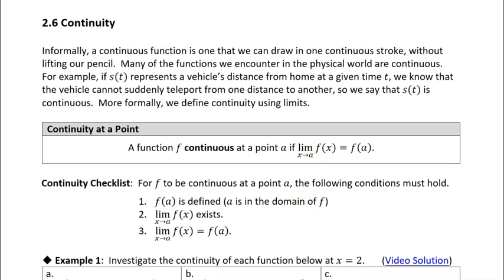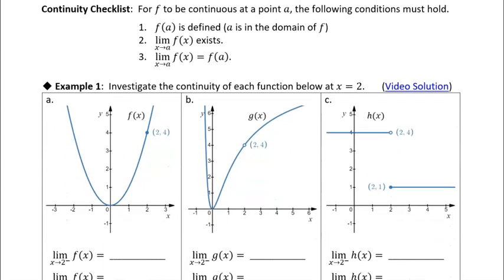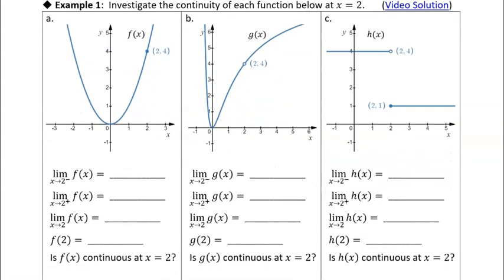All right, so in the first example, we're going to take a look at the graphs of some functions and determine whether they are continuous at a given point, in this case x equals 2. First of all, let's look at a, and the first thing we're asked is what's the limit as x approaches 2 from the left of f of x. Okay, so we have a graph of f of x.